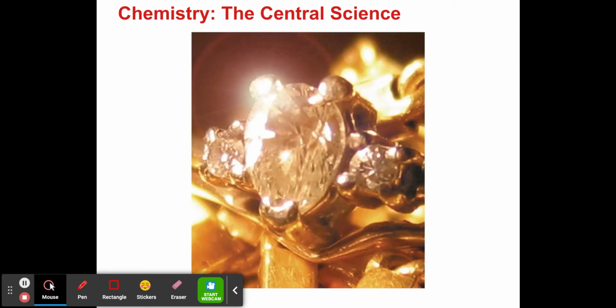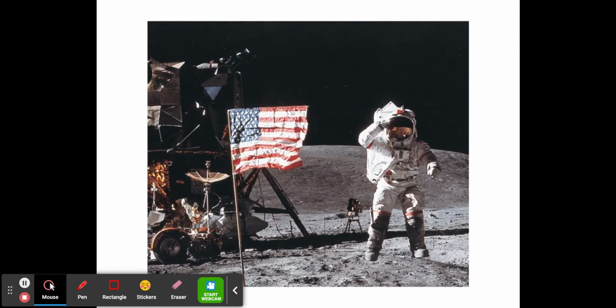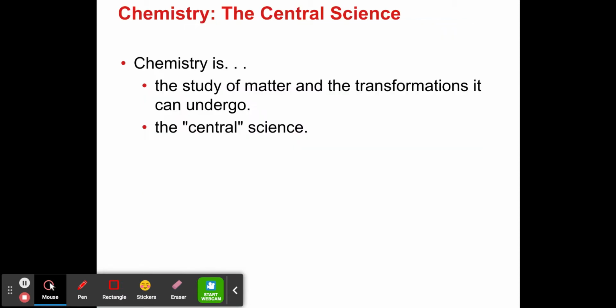For example, if you look at this image, you will see how matter is changing from one form into another through the process of maybe melting. Okay, so this is the moon, right? This is an astronaut, and the flag of the United States was implanted up there. And all of this constitutes matter. So chemistry is a story of matter and the transformation that it undergoes.